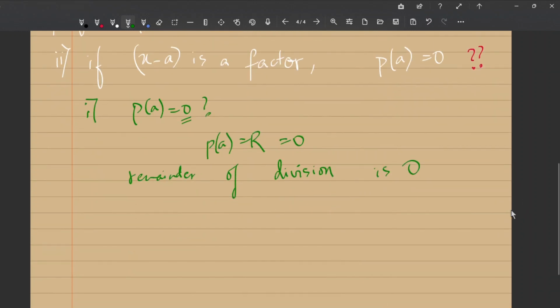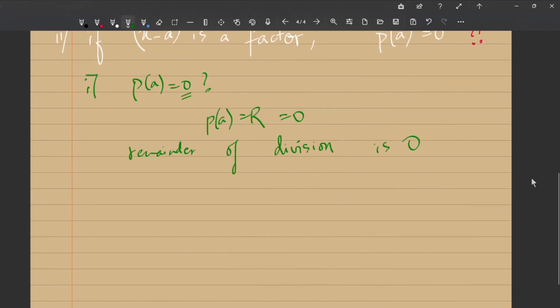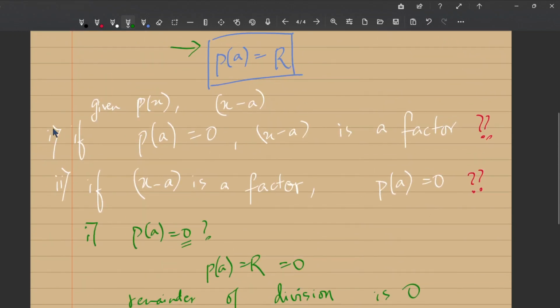Which means what? When you divide something by something and you get 0, we say that x minus a is actually a factor of p of x, right? X minus a is a factor. So isn't this what we had to prove in the first statement? Yes. So this thing holds good. We can raise the question mark.